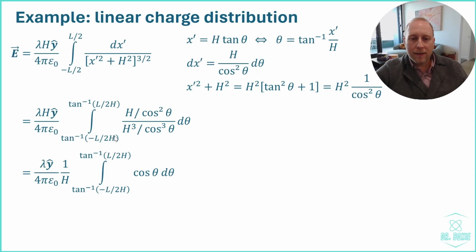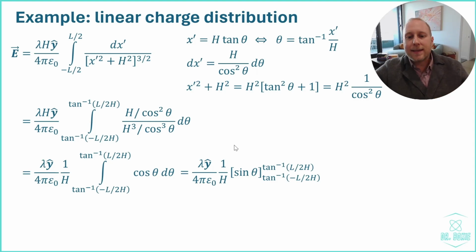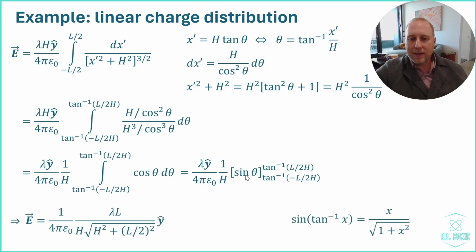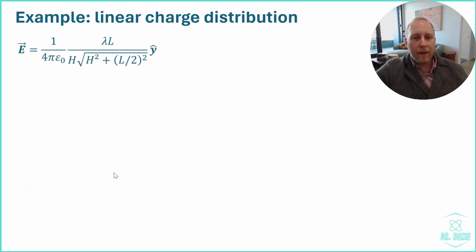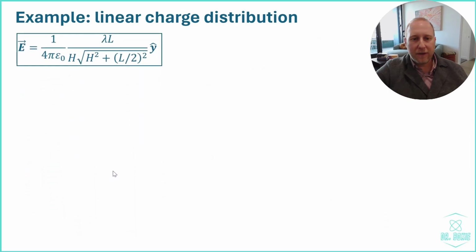Now the integral of cosine theta is sine theta, and it needs to be evaluated at the boundaries. And to do this, we actually will be taking the sine of the arctangent of something, and we have an identity which tells us that the sine of arctangent of anything, of something x, is equal to x divided by the square root of 1 plus x squared. And plugging this into the result we find, we get this expression. So this is the expression we find for the electric field, a distance h above a rod of length L, with a constant linear charge distribution lambda.